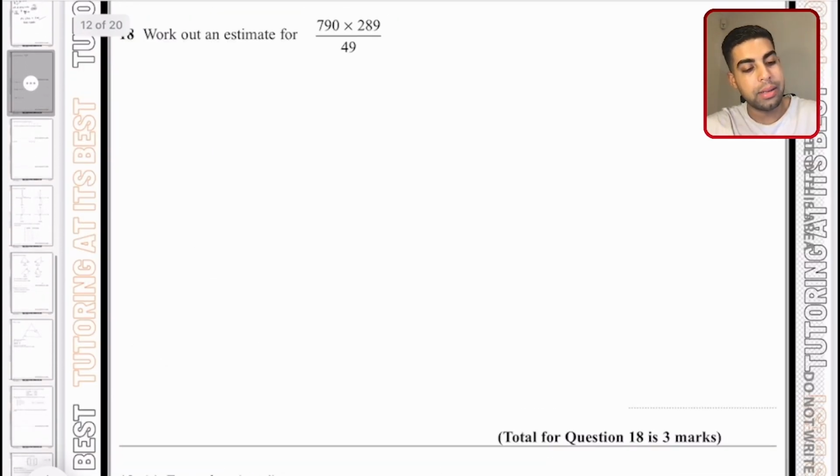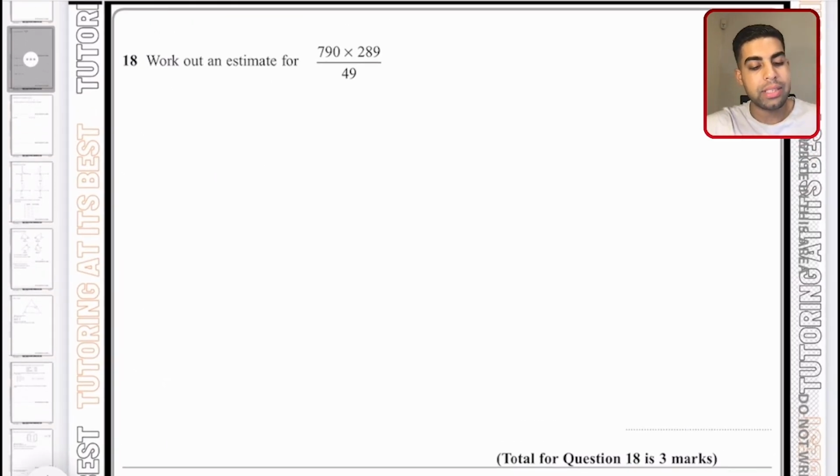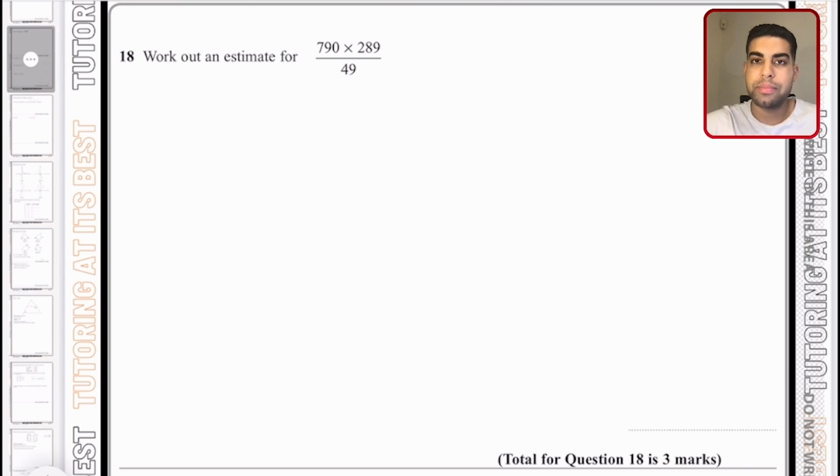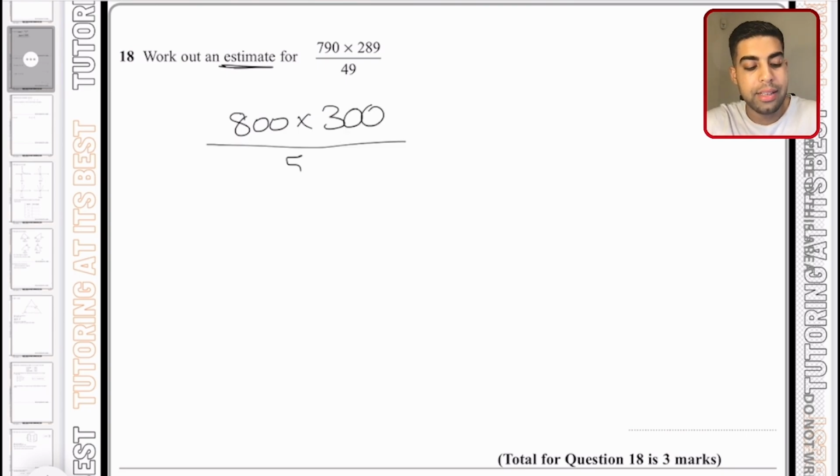Okay, question number 18. Work out an estimate for this expression. So in these type of questions, they're fairly simple. And this is where you need to round each value to the nearest 10 and then compute that expression. So let's round 790 to 800 and 289 to 300 before dividing this by 50.